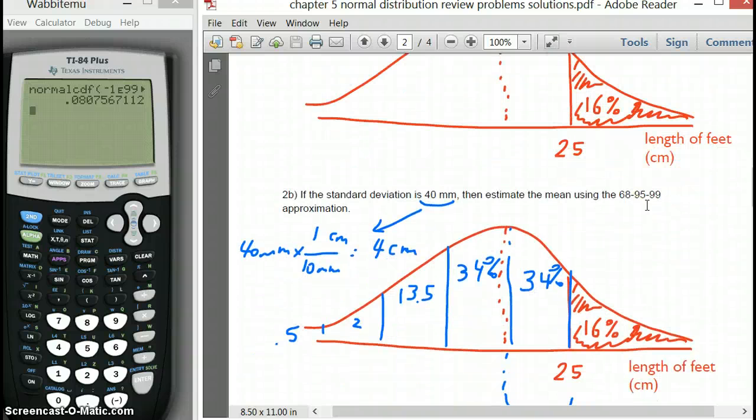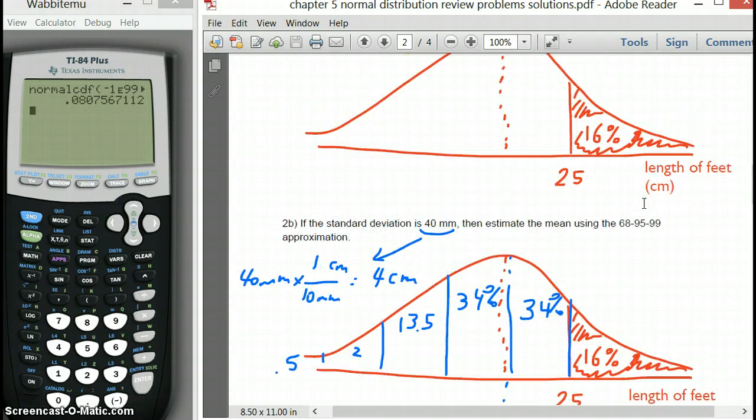Okay? Now we get one more piece of information, which is that the standard deviation is 40 millimeters. Now figure out the mean. We can do that because with the 68, 95, 99 approximation, we can figure out the percentages in between the standard deviation lines, and of course I carefully made this problem so that you would be able to figure it out just using the approximation. So using the approximation, if you know that this part is 16%, then you know that the 25 is exactly on a standard deviation line.